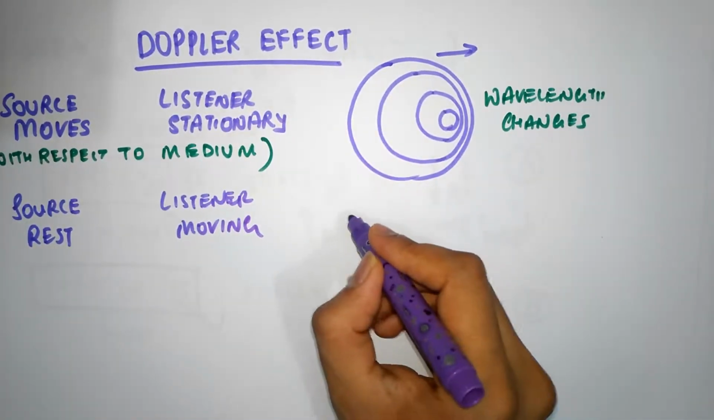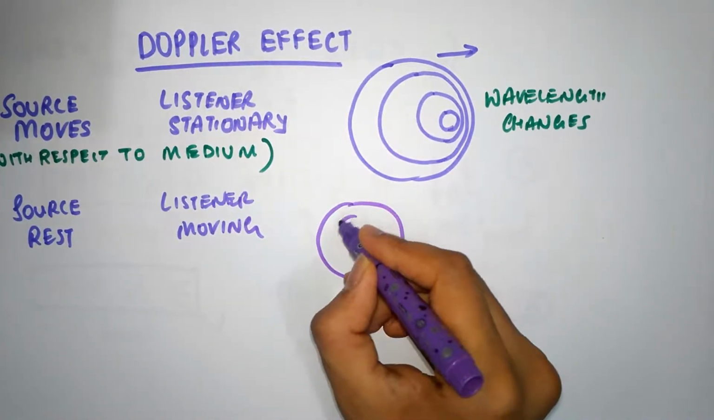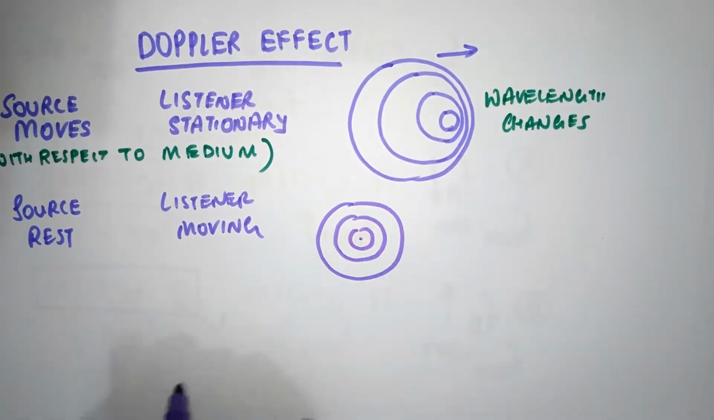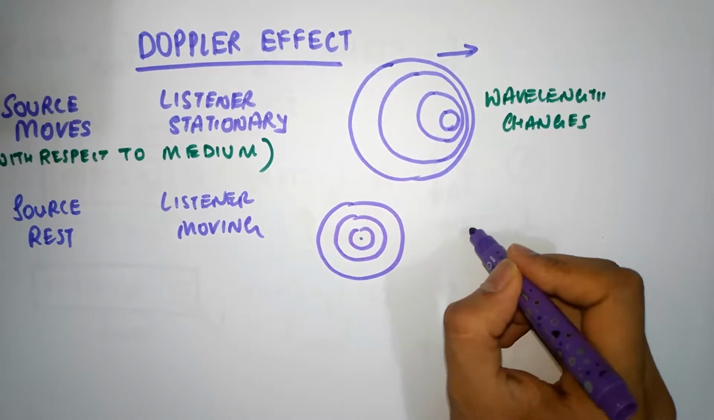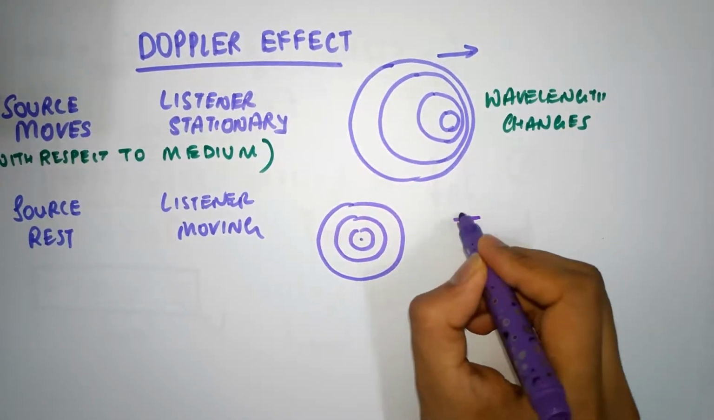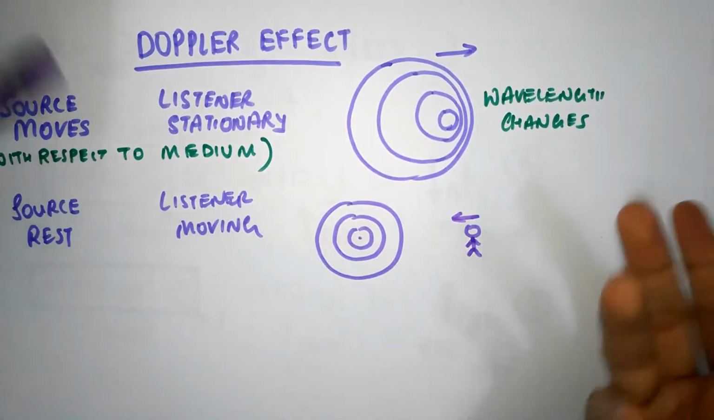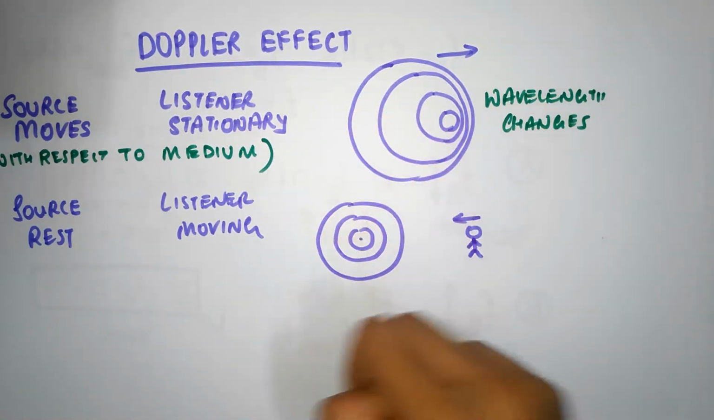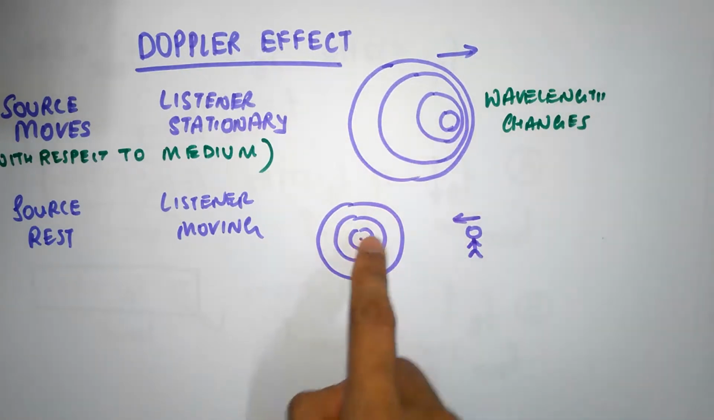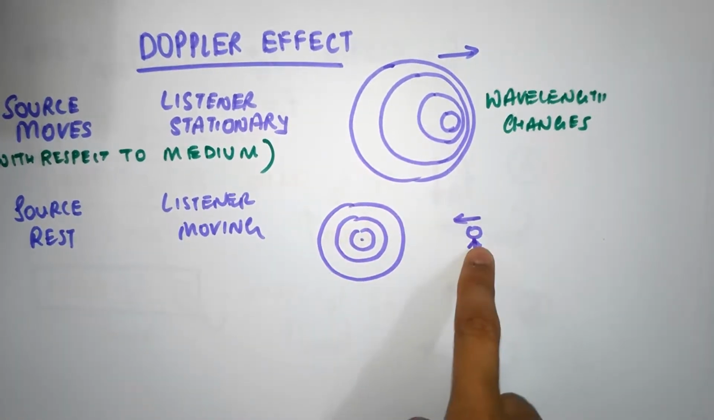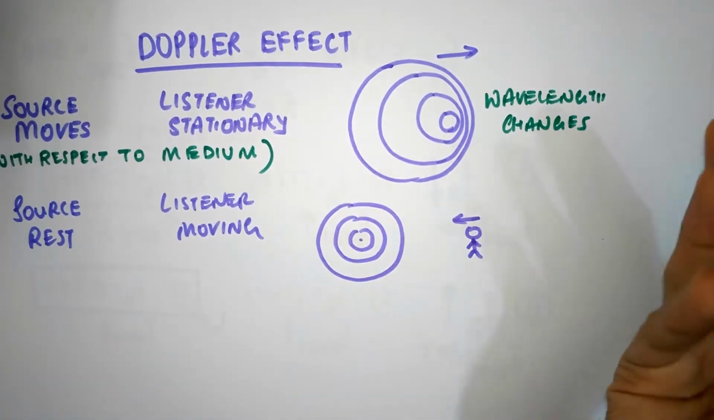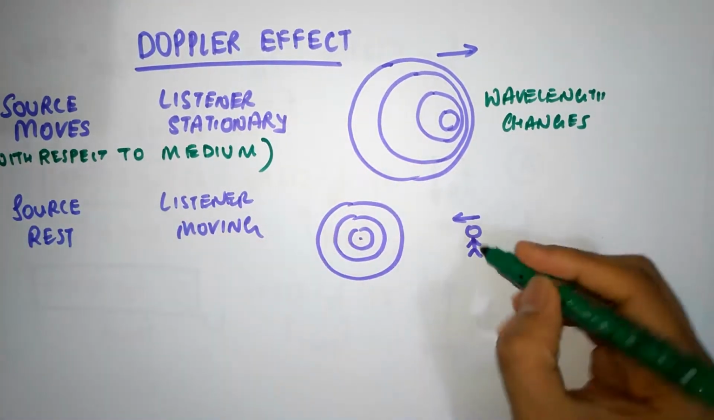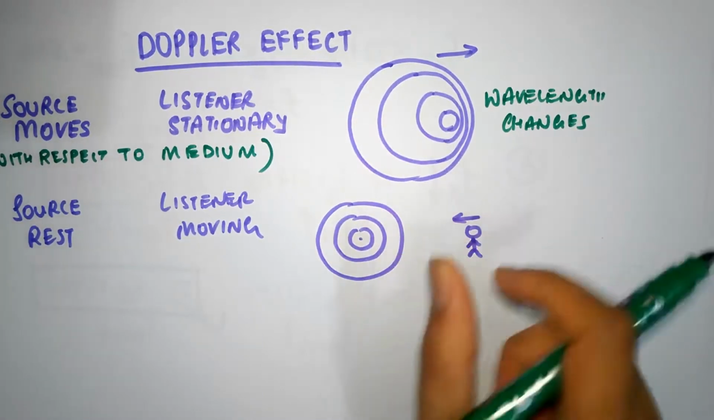In this case, since the source is not moving, the waves are going to look symmetrical on either side. But since the listener himself is moving, you can just imagine when the listener moves towards the source, more waves are going to hit him per second. In other words, the velocity of sound as seen by him increases. And that's what causes the change in frequency. So here, the wavelength doesn't change. The wavelength remains the same.